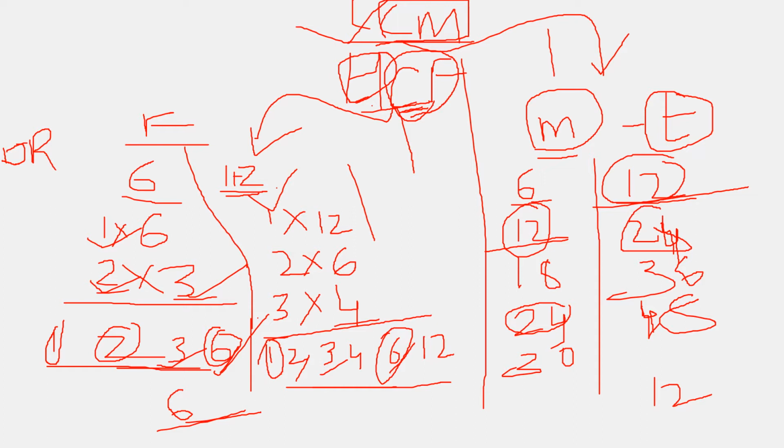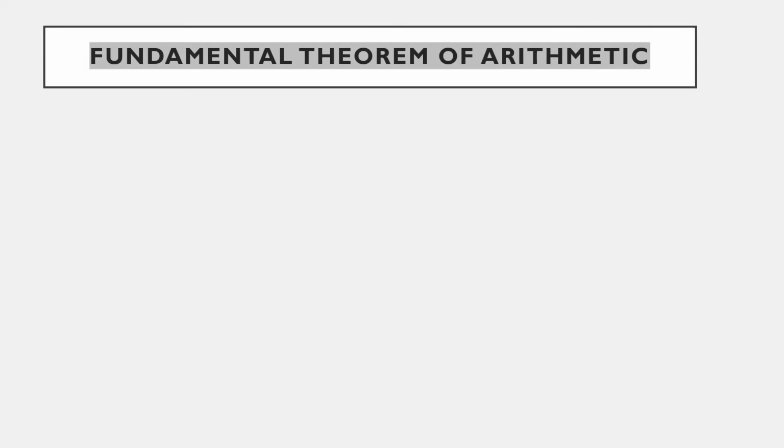Okay. So remember one thing. HCF means from the common factors, you should take out the highest one. For LCM, from the common multiples, you should take out the least one. Clear, children? Now we'll go into our topic, which is the fundamental theorem of arithmetic. So what is this fundamental theorem of arithmetic?